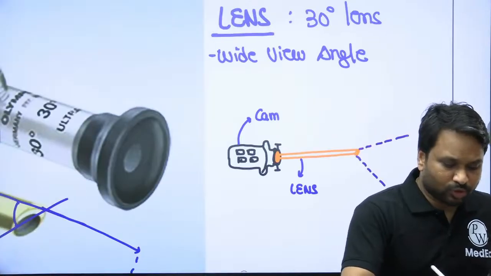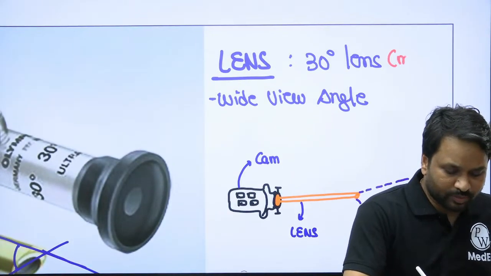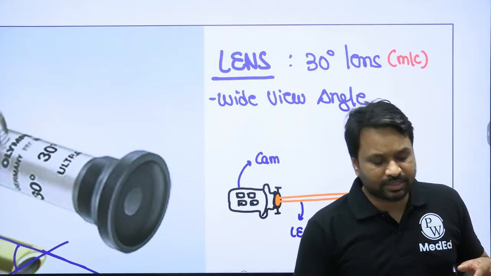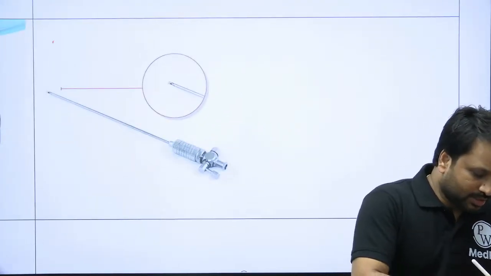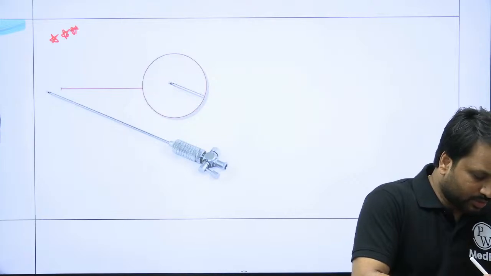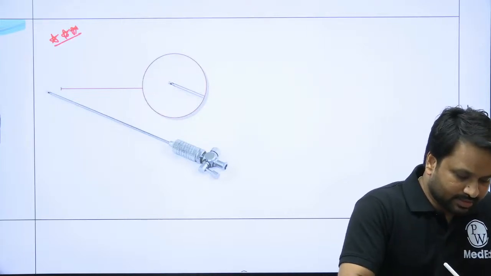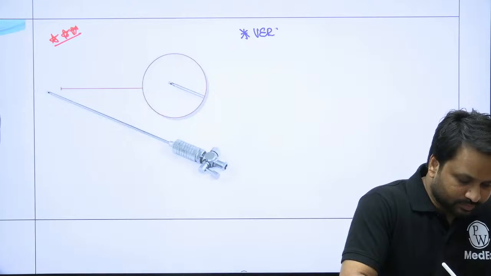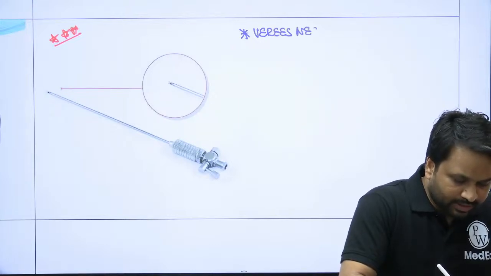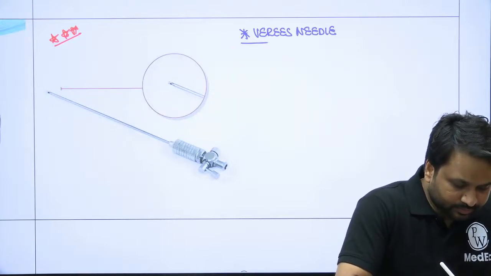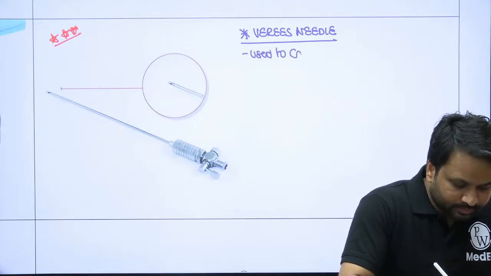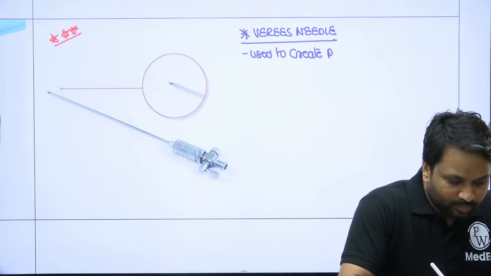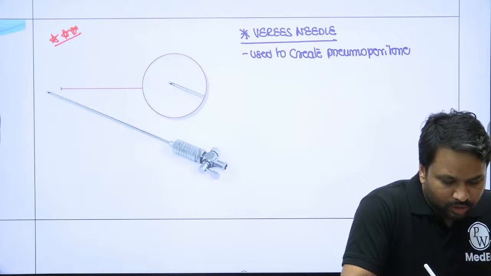Now they'll ask you what is the most commonly used angle of the lens. Currently we use a 30-degree lens for all laparoscopic surgeries. Next you have this, right? This is the rock star of our exam. So many times they've only asked you this, and this is what we call the Veress needle. Now the Veress needle is used to create pneumoperitoneum, as all of us know.